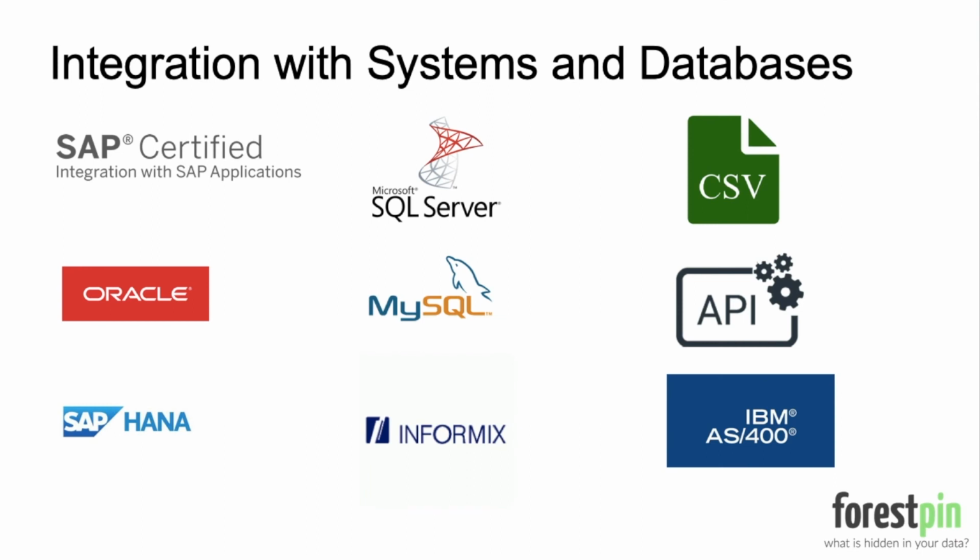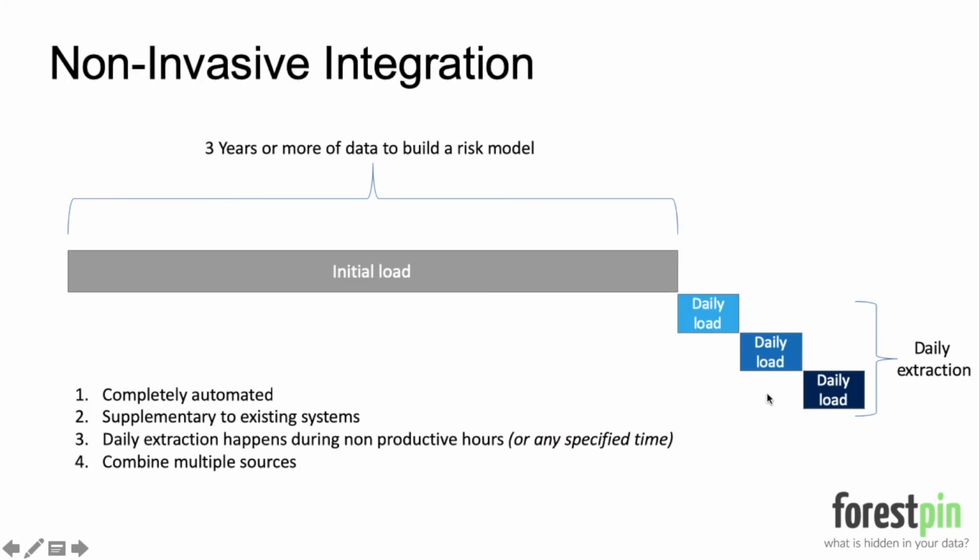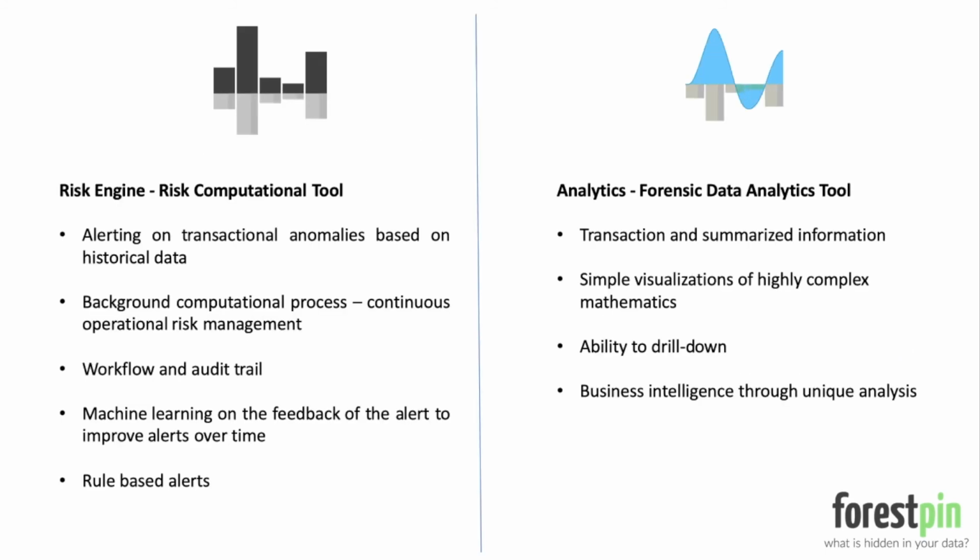This demo was set up using our SAP certified connector, extracting data from a demo SAP system. Today, the Forestpin connector can integrate with most known databases and can be set up to work with any API or CSV files. Initially, the Forestpin risk alerts require a minimum of 3 years of data to build the computations required. After that, new and change records are extracted on a daily basis during non-productive hours. This process is completely automated and is non-invasive towards the source. The connector has also the ability to extract data from multiple sources and combine data with Forestpin.